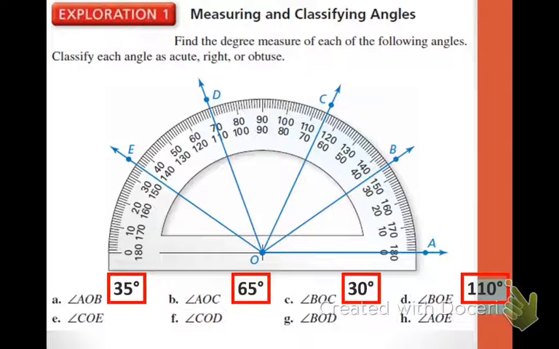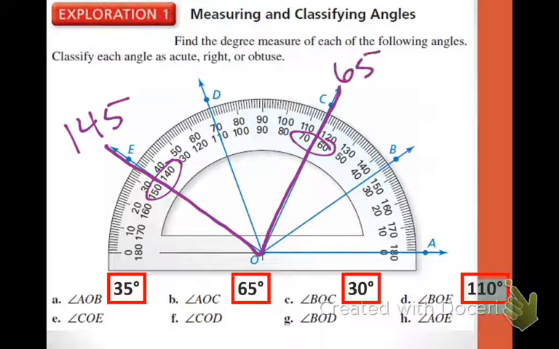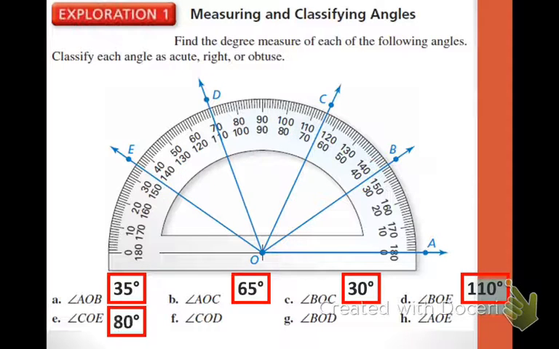All right, we have C-O-E. So C-O-E. What's E at? Well, pick a row. Sure, the bottom. What is E at? 145. And what is C at? 65. So subtract. What is 145 minus 65? It is 80, which makes it acute.